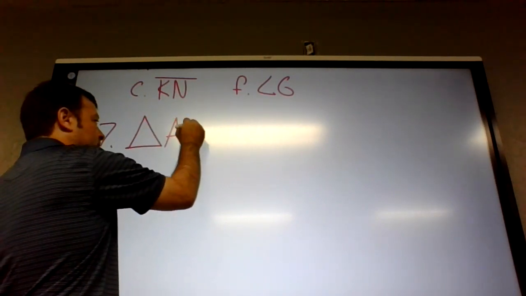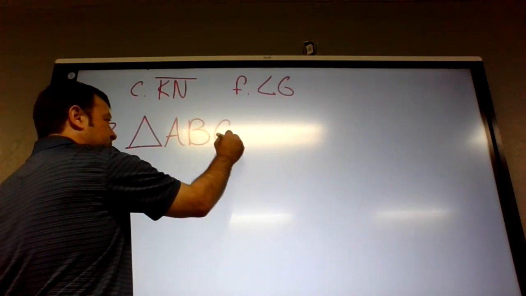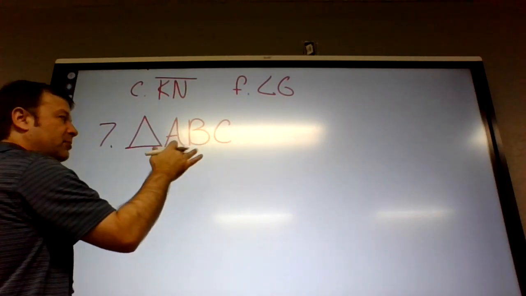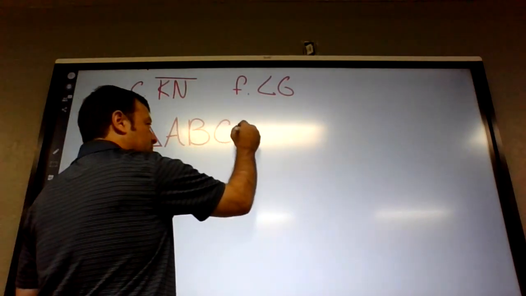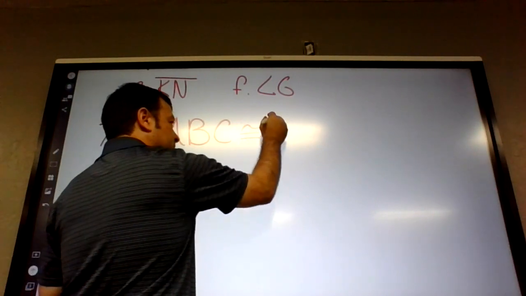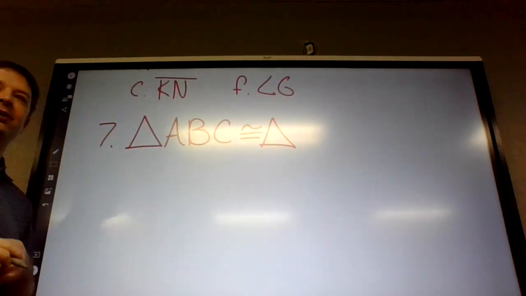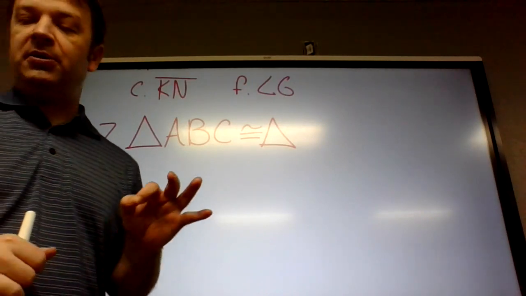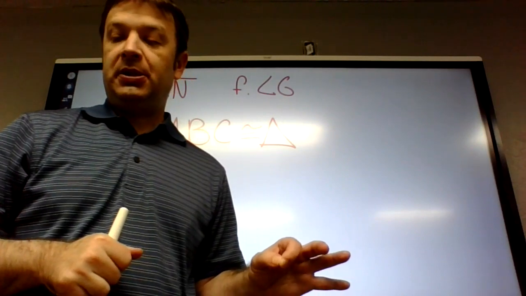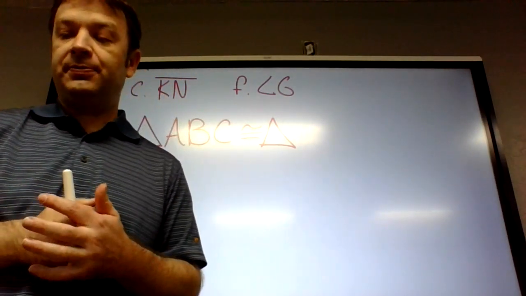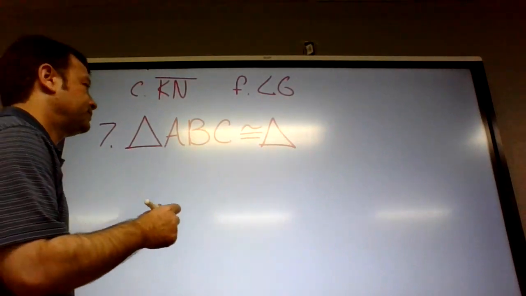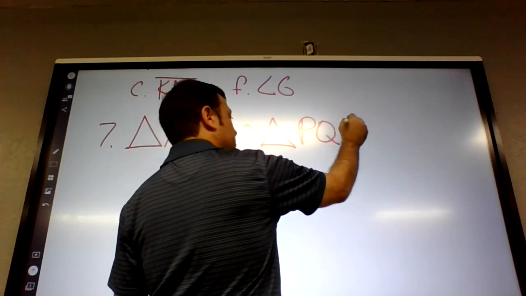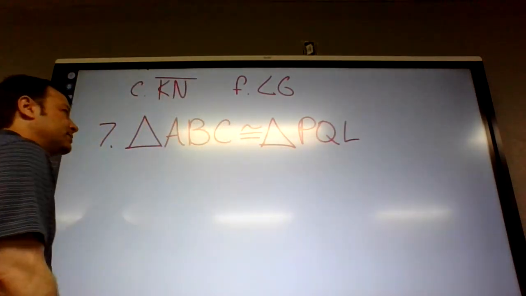The order of the letters that you choose for the first triangle doesn't matter. It doesn't matter if you use ABC or BCA or whatever. But whatever you choose for the next one needs to match it. So there's different ways to get it right, but there's also ways to get it wrong. So if I say triangle ABC, Eli, what should I put for the second one? PQL. A matches P, B matches Q, and C matches L if you look at the picture.